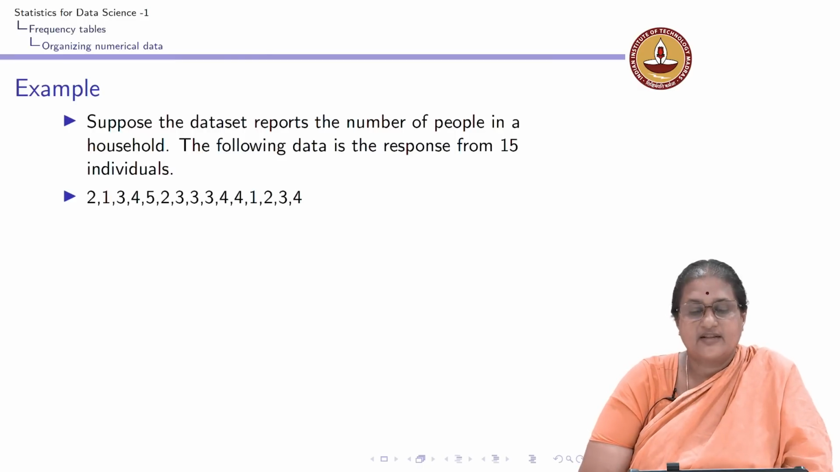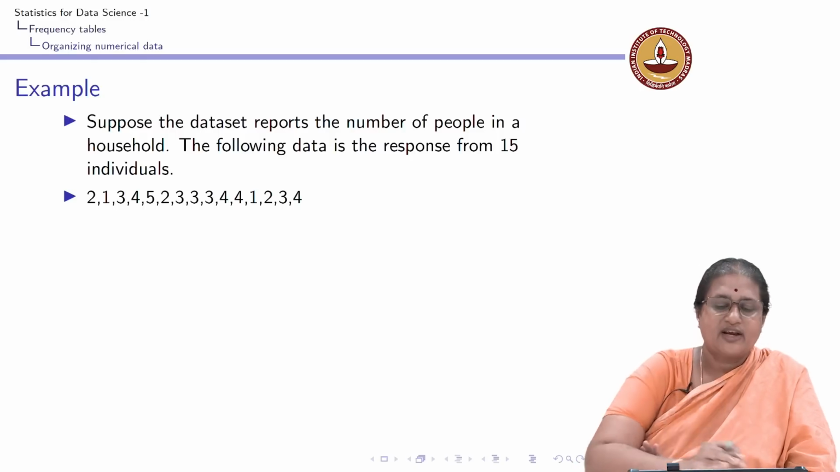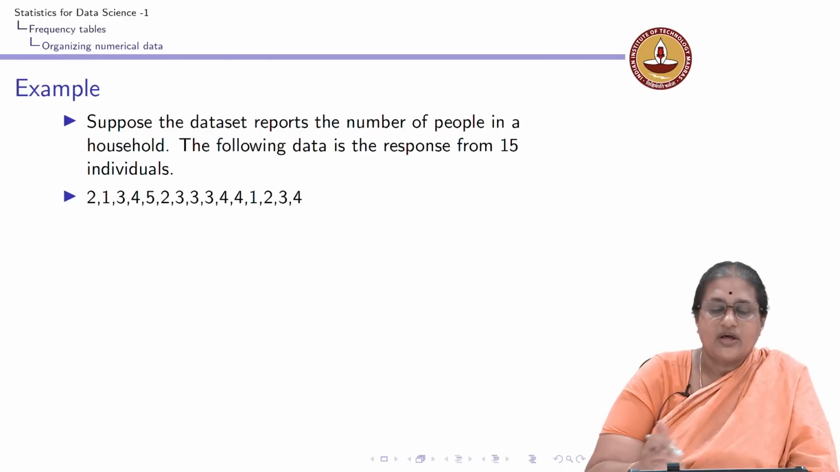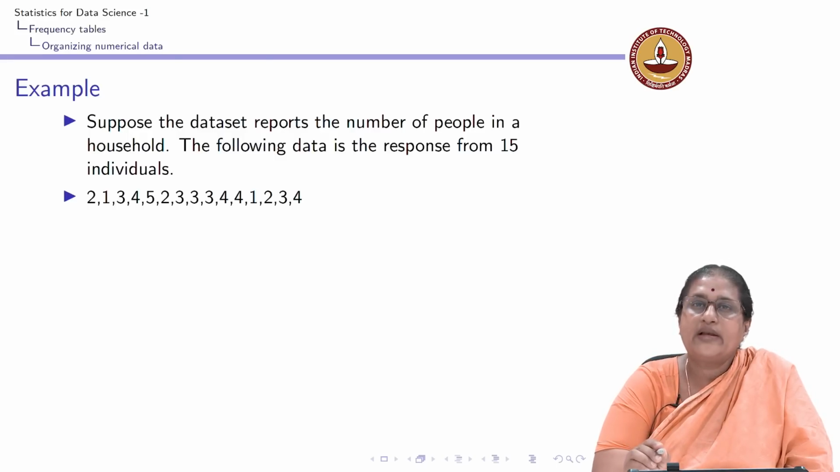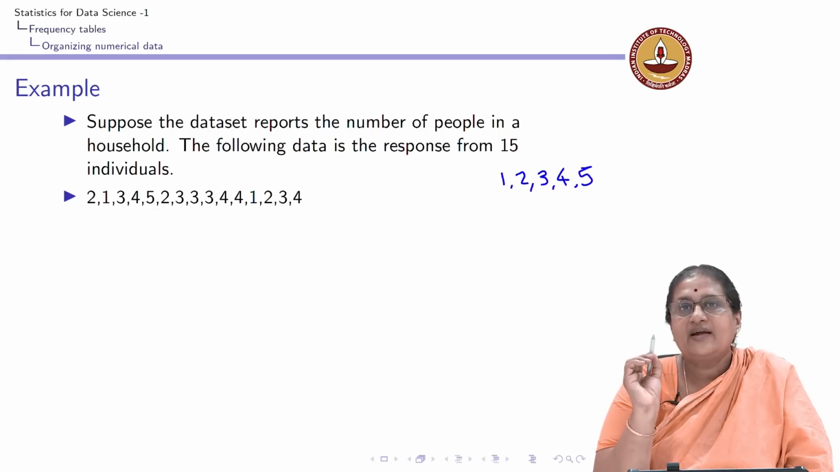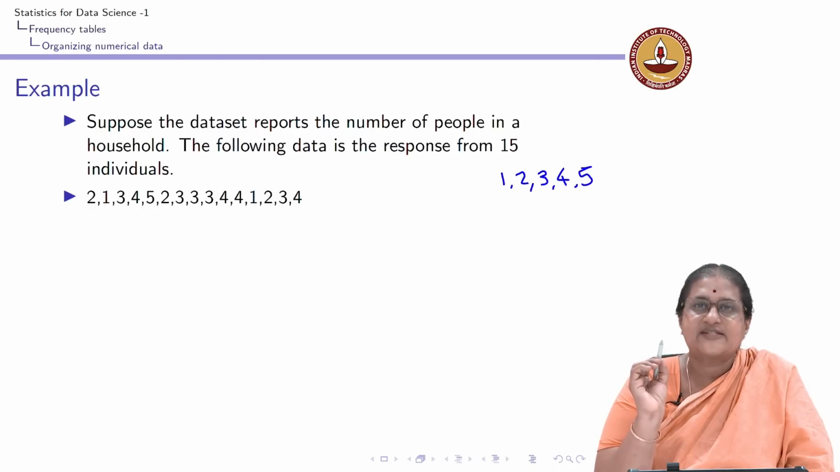Suppose I have a data set that reports the number of people in a particular household. So I go to 15 people and I have the following response from 15 individuals. The numbers 2, 1, 3, 4 and 5 and so on indicate the number of people in that particular household. There are 15 values, each picked up from these 15 people. Now you can see that I have 5 distinct values of my data, and the distinct values are 1, 2, 3, 4 and 5. I can treat each of these values as a category.